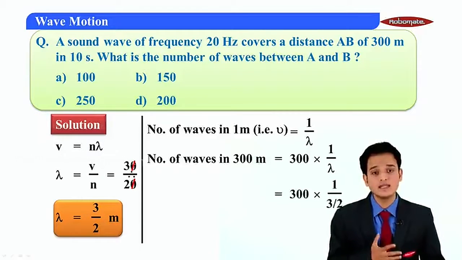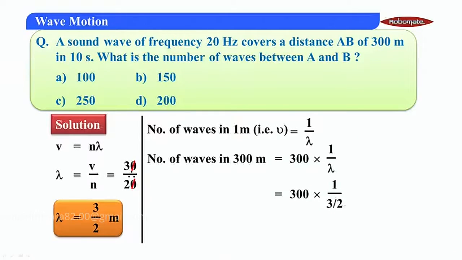So students, the next step is going to be 300 into 1 upon 3 by 2. So further if I calculate, it is going to be 300 into 2 by 3, and the final answer, students, is going to be 200. So this is the final answer, and the correct answer is going to be option D.